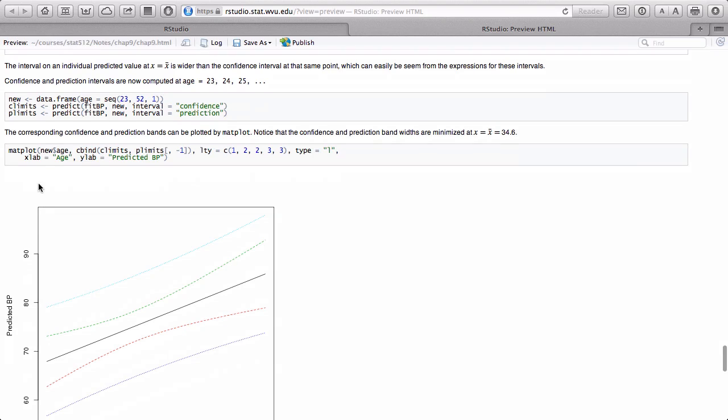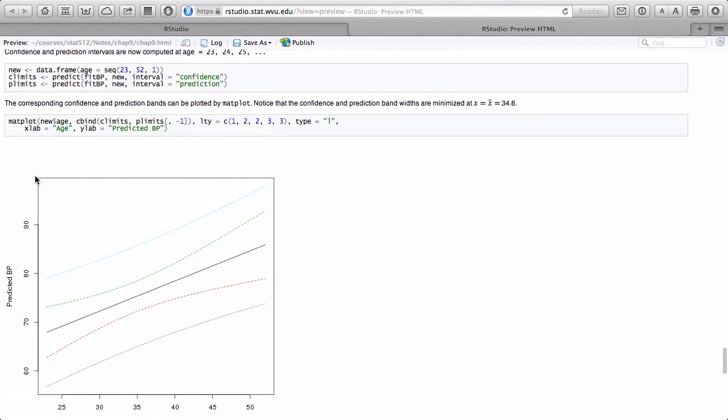Then I have what's called a matrix plot, matplot, which will take the new age as the x-axis, and then it takes the cbind of the C limits and the P limits. I'll show you why you need the minus 1: each of those gets the predicted values, and I don't want them twice, so I'm going to remove the first one. The line types just differentiate how I draw the lines. Type equals l means I want a line as opposed to points. Then I have xlab and ylab for the labels of the axes, and then we get this particular figure.